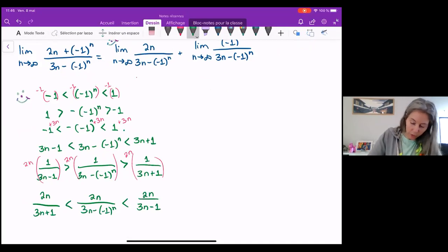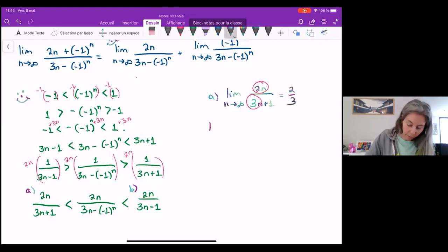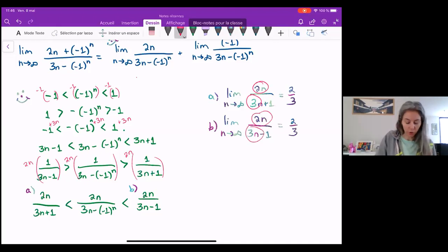Now, if we do these limits on the side, we'll call this a and we'll call this b. For a, the limit as n approaches infinity of 2n over (3n + 1): this is one of those things where we could do L'Hopital's rule, or we could just take our dominant terms and see that this is equal to 2/3. For b, same thing, the limit as n approaches infinity of 2n over (3n - 1) will also equal 2/3, either by L'Hopital's rule or by just taking the dominant terms. So both of those, a and b, are going to 2/3.